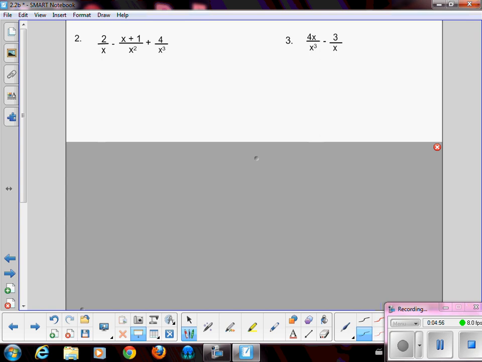And the first thing I have to do is factor. That's done. The second thing I need to do is state restrictions. The restrictions here are x cannot equal 0, and that would apply to every single one of those. The next thing I need to do is come up with a common denominator. My common denominator has to be between x, x squared, and x cubed.